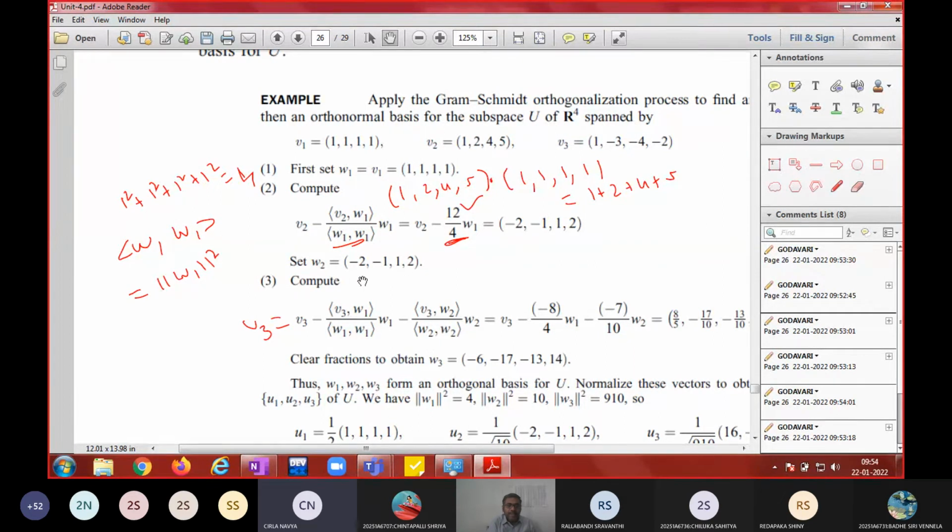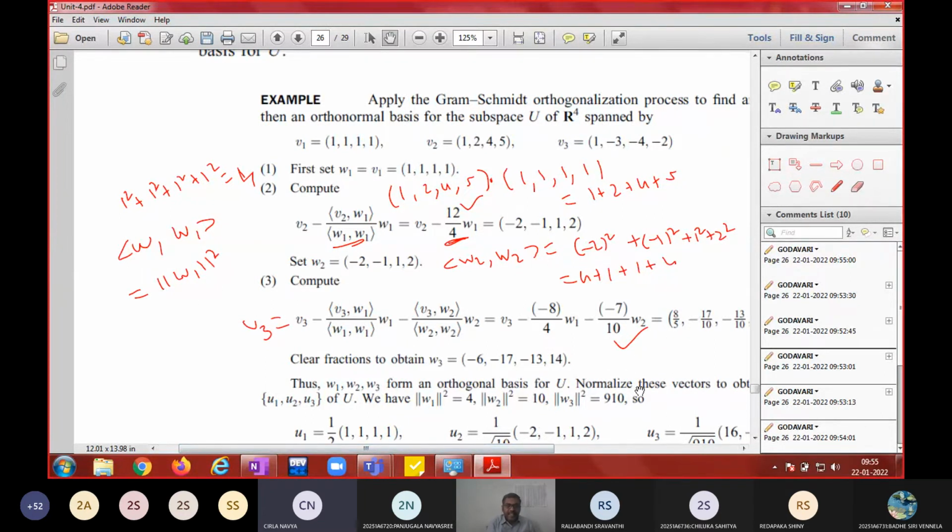What is the square of the magnitude of W2? It is minus 2 whole square plus minus 1 whole square plus 1 square plus 2 square. That means 4 plus 1 plus 1 plus 4, 5 plus 5 is 10. You can see this here. Then substitute the vectors: V3 is this, W1 is this, W2 is the previous vector. Substitute those vectors and you will get a vector. So W1, W2, W3 forms an orthogonal basis.